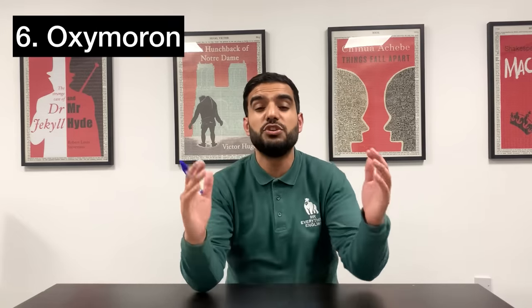All right, guys, I'm going to make a note of the numbers because I'm going to forget. This is number six. Guys, number six, let's go for oxymoron. Oxymoron is when you have two opposite words side by side. For example, the small giant. The small giant is an oxymoron because we have two opposite words because giants are not normally small.